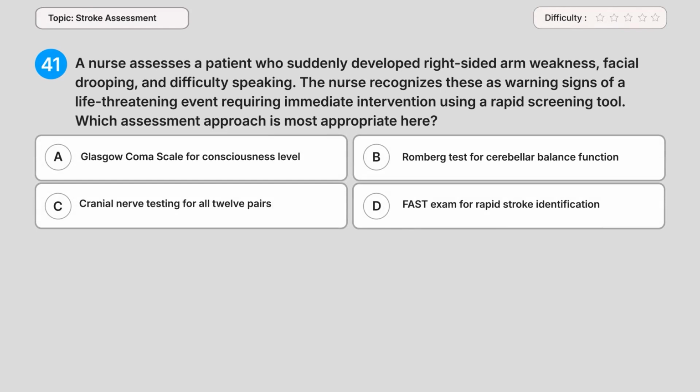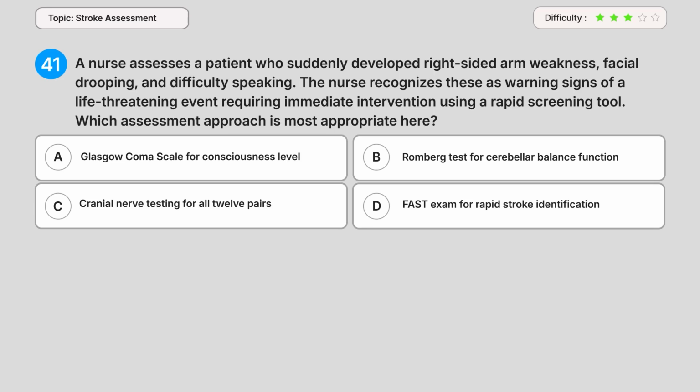41. A nurse assesses a patient who suddenly developed right-sided arm weakness, facial drooping, and difficulty speaking. The nurse recognizes these as warning signs of a life-threatening event, requiring immediate intervention using a rapid screening tool. Which assessment approach is most appropriate here?